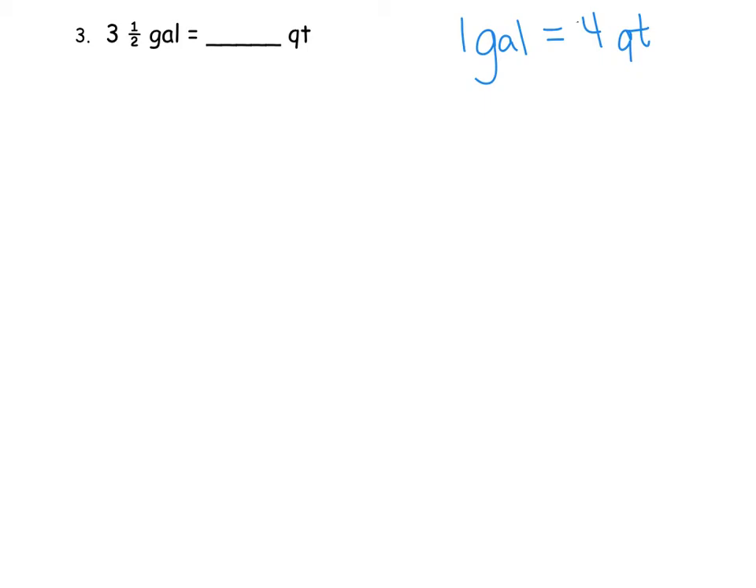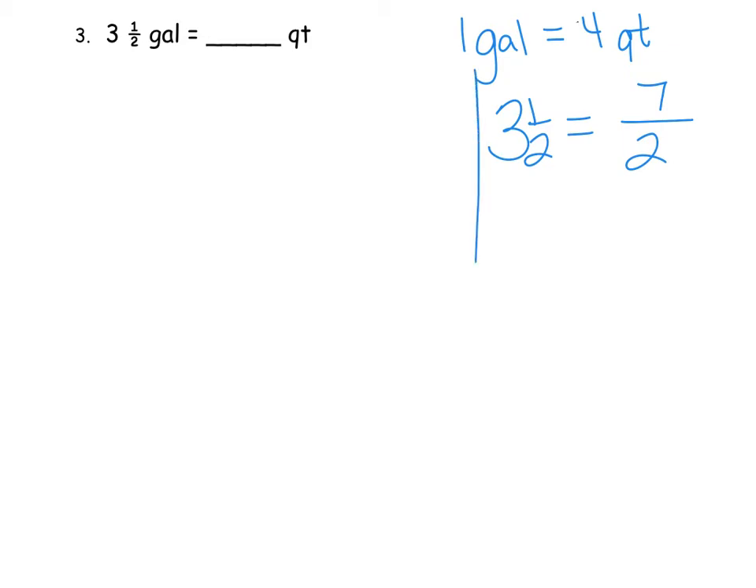So now before I do my converting, I need to convert 3 1/2 to an improper fraction. I know it's going to be over 2. Denominator stays the same. So whole number times the denominator. 3 times 2 is 6. Add the numerator. 6 plus 1 is 7, so 7/2.